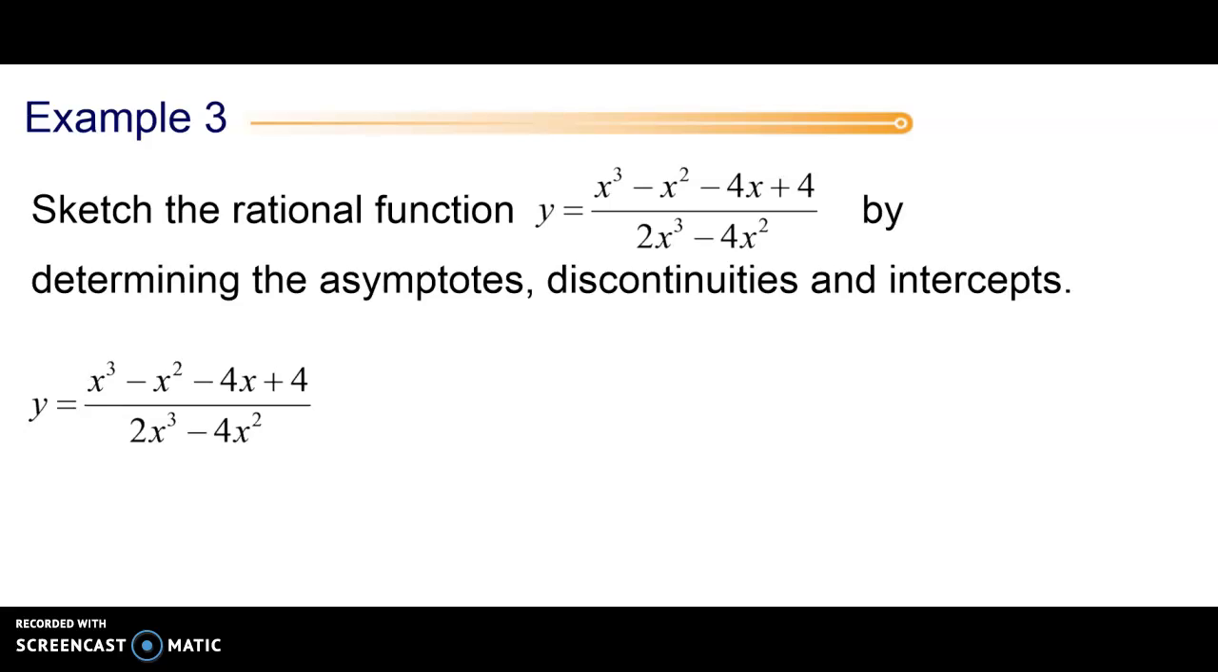This is example 3 in section 3.1, analyzing and graphing a rational function. So we're going to simplify the cubic in the numerator and denominator. Because the coefficients in the first two terms are 1 to 1, and then we have a 4 to 4, which equals a 1 to 1 ratio, we can simplify and factor this cubic by grouping.